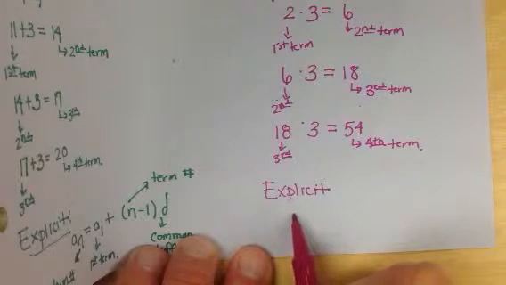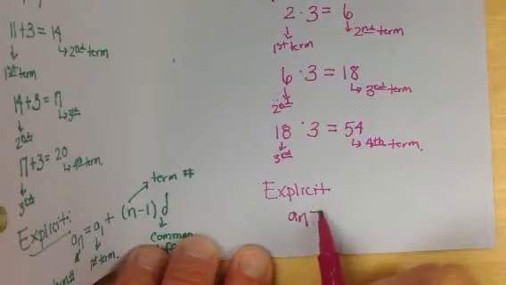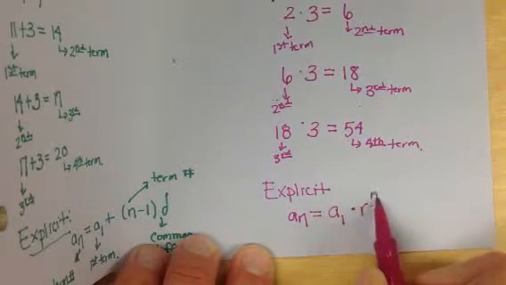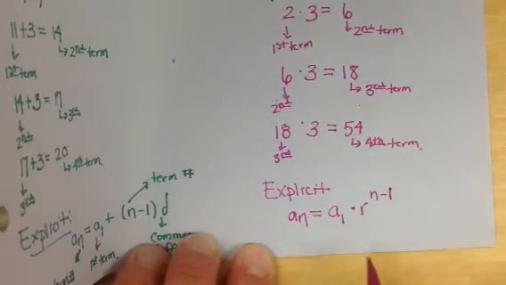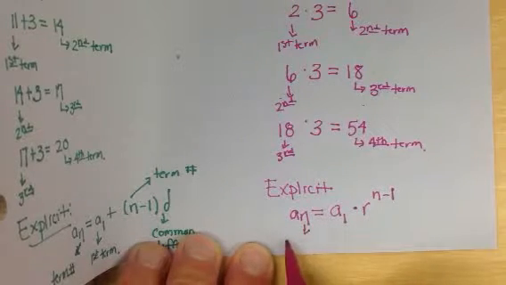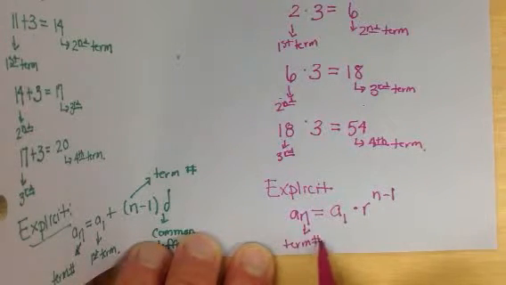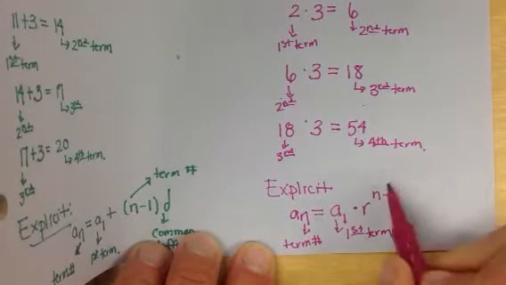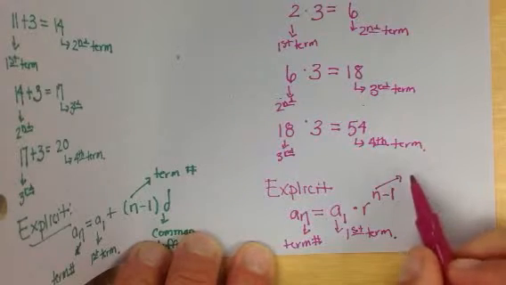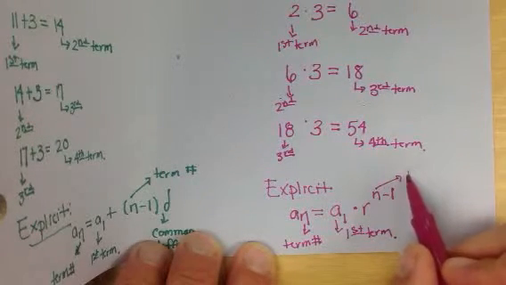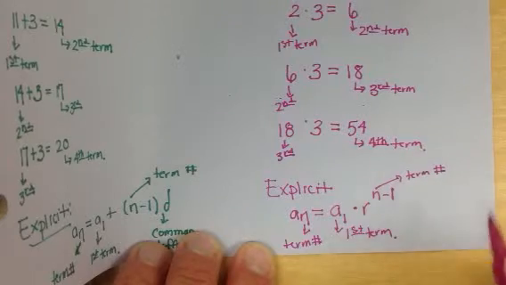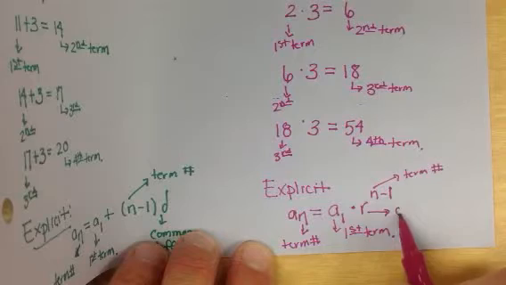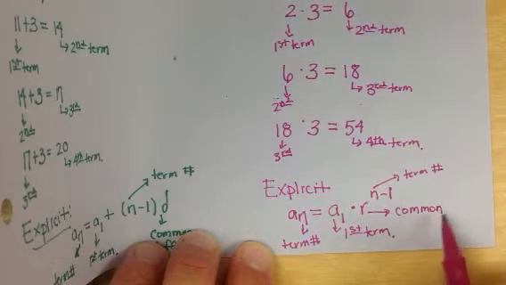And your explicit formula says a sub n equals a sub 1 times r raised to the power of n minus 1. N is your term number. A sub 1 is your first term. And in your exponent, n is your term number. R is your base of your exponent, and that is your common ratio.